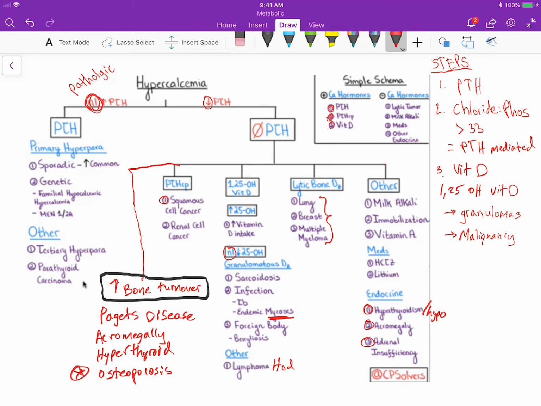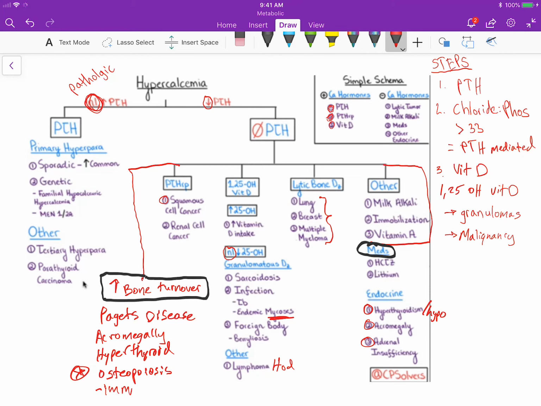I also like to branch this out and include meds as a separate tab and not just other. Because again, for example, if a patient has this kind of subclinical hyperparathyroidism, and then they're taking diuretics or lithium, this can classically unmask primary hyperparathyroidism, leading to hypercalcemia.